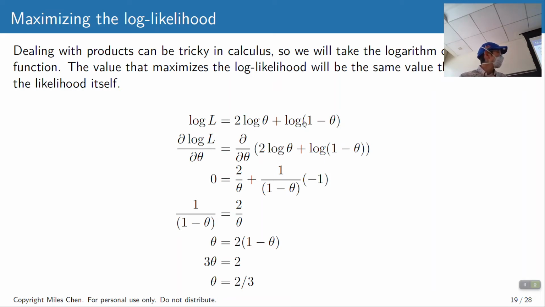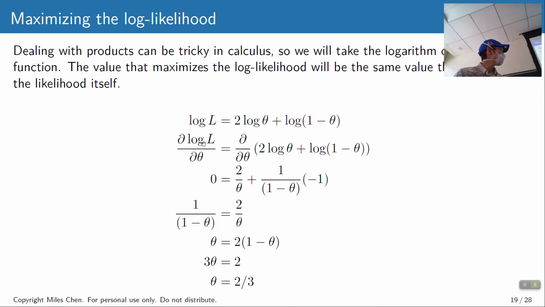So here is the log likelihood, and to maximize it, I'm going to take the derivative with respect to theta, set that equal to 0, and solve for theta, and that will be at least a critical value. Then when we check the critical value, that will be the point that maximizes it.